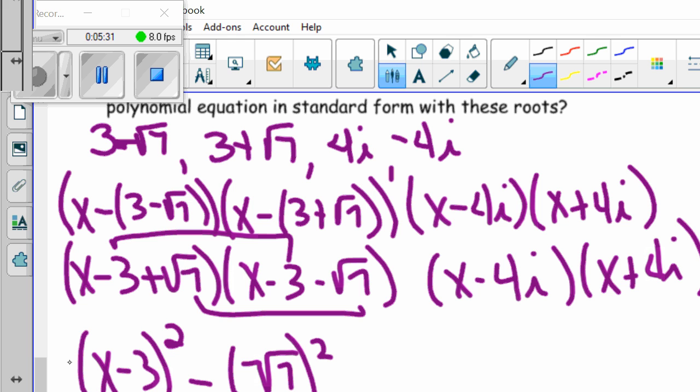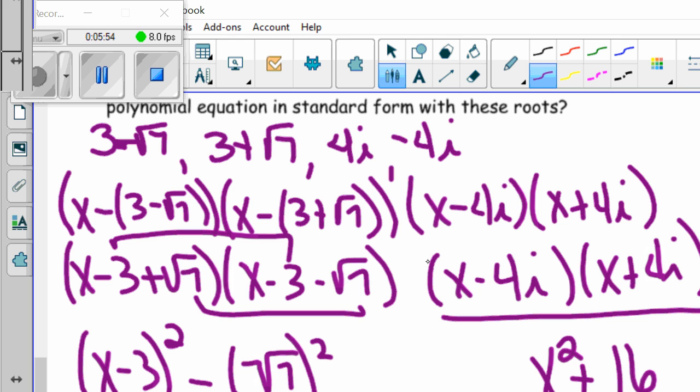Okay? So now I'm going to come over and look at this part because I haven't done anything with this yet. X minus 4i, x plus 4i. I recognize that, okay, that has been factored from a difference of squares. If I recognize that, then I can save myself time and I don't have to FOIL it out. I know that this came from x squared, x squared plus 16, right?